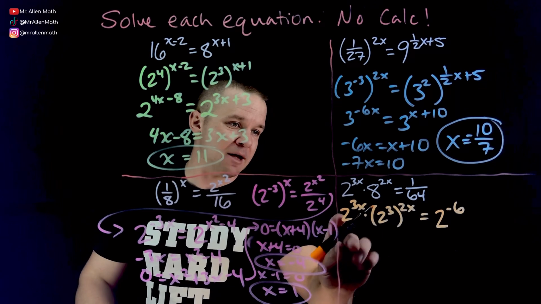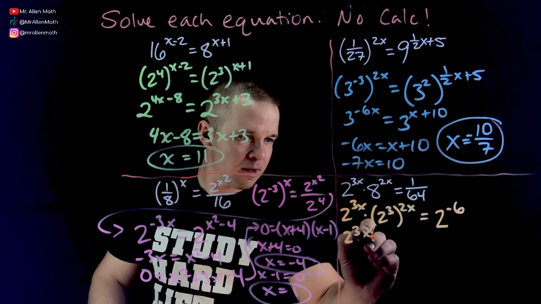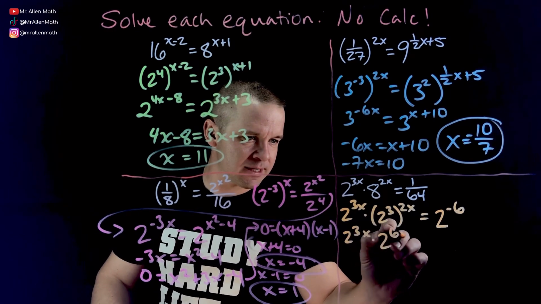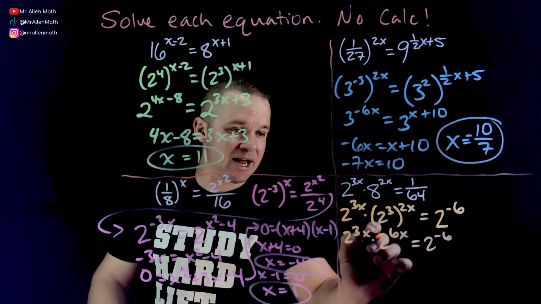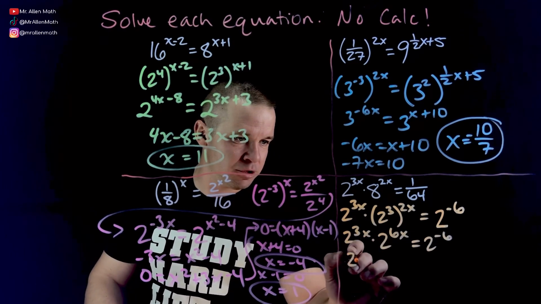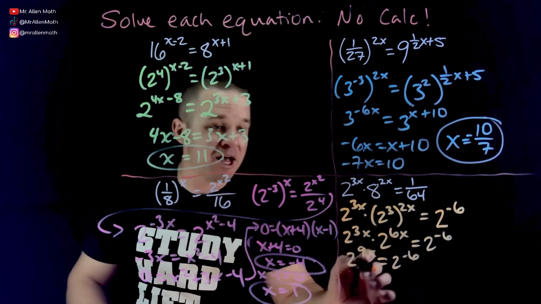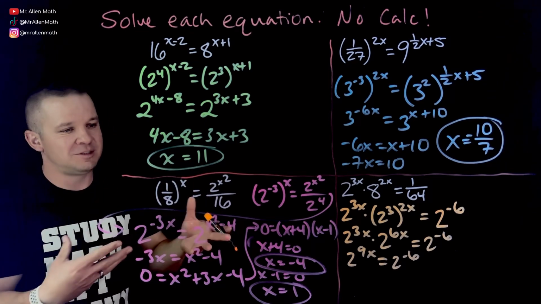Okay. So I got power to a power here. Let's clean this up. We'll do it a few steps at a time. 2 to the 3 times 2 is going to be 6, so 6x equals 2 to the negative 6th. Now I have like bases. I can add these 2 exponents here. I get 2 to the 3 plus 6 is 9x equals 2 to the negative 6th. And I can finally use the one-to-one property of exponents to set them equal.